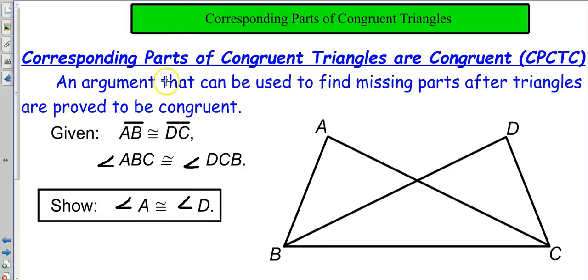Once you see a question like that, we still take the process of proving that the triangles are congruent. But ultimately, in the end, we want to show that angle A, which is up here, is congruent to angle D in this other triangle because they're corresponding parts and the triangles are congruent. So let's go through that process. I just want to show you this process in the end.